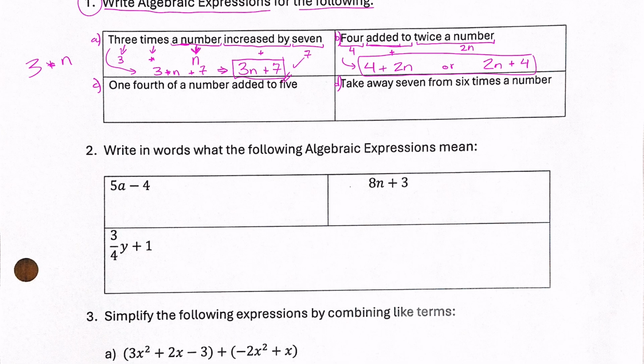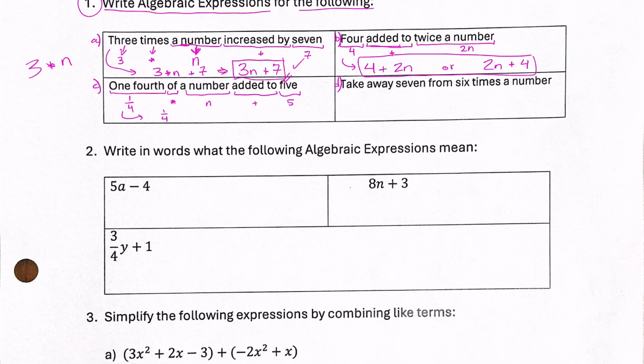So 1/4 can be represented by the fraction 1/4. In math, of means multiply. It's one of those interesting words in English. Whenever we see the word of, it's an indication that we multiply in math. So a number, that's going to be my n, and then added to means plus, and then 5 means the number 5. If I combine all these, I get 1/4 n.